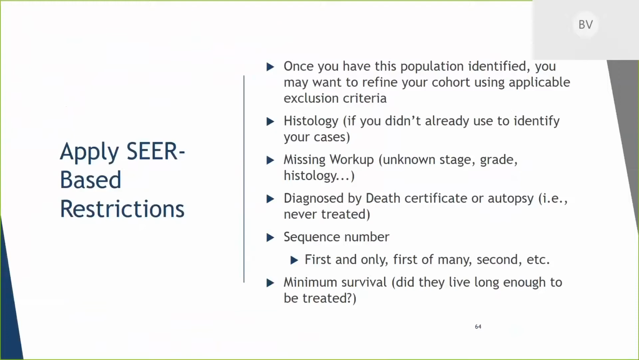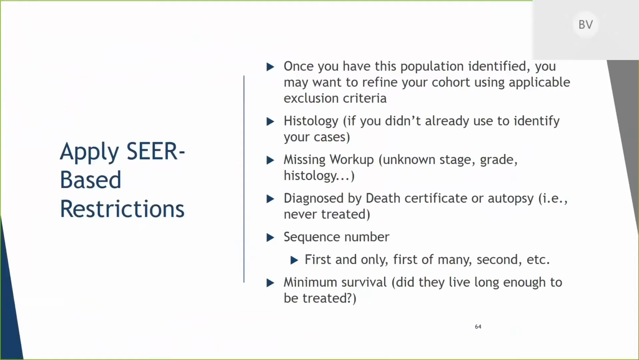As I mentioned before, you have a number of cancer-related variables. You may want to exclude individuals with missing workup information. For example, if you have individuals with an unknown stage of diagnosis, do you want those people in your study? And we'll talk through a few of these on the next slide. But you may also want to limit your population based on the reporting source for the cancer or based on the number of cancers an individual has. We've talked a little bit about this in the previous segment as well, when Beth mentioned first and only or first of many cancers.